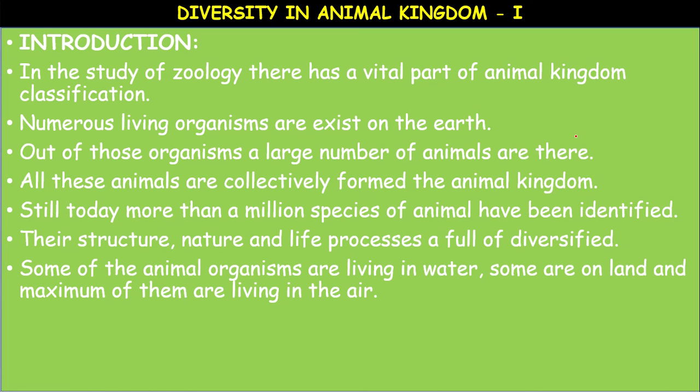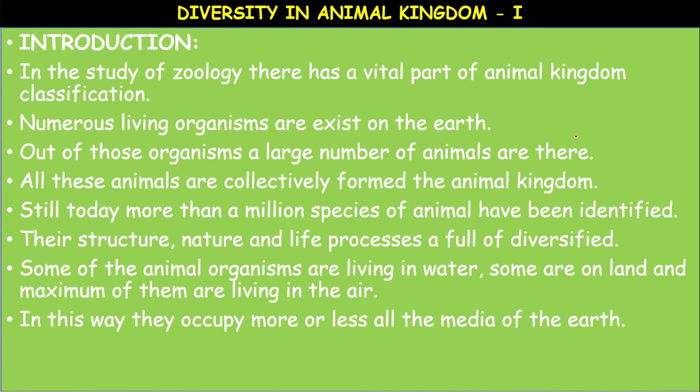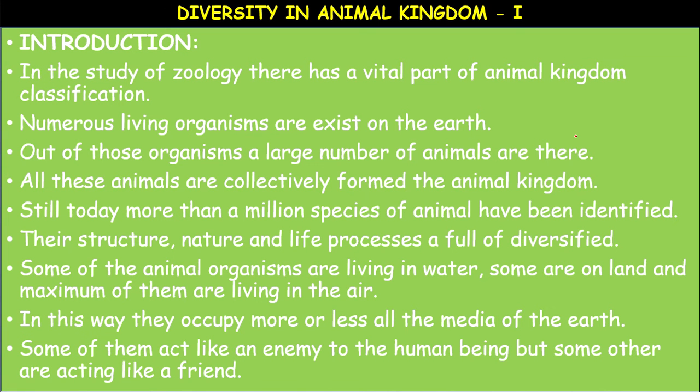Some of the animal organisms are living in water, some are on land and maximum of them are living in the air. In this way, they occupy more or less all the media of the earth, all the habitats. Okay? What is a habitat children? The place or environment where an organism lives or survives naturally is called its habitat. Okay, some of them act like an enemy to the human beings, but some others are acting like a friend.